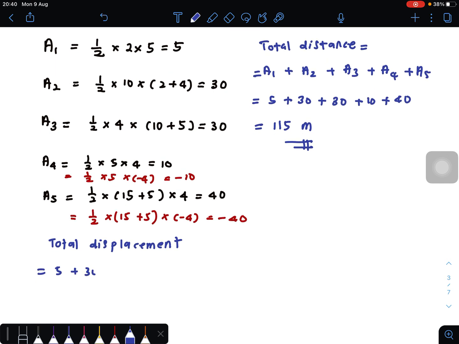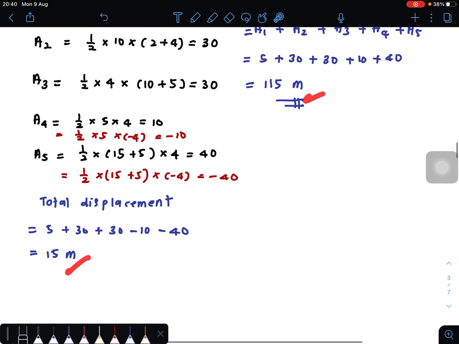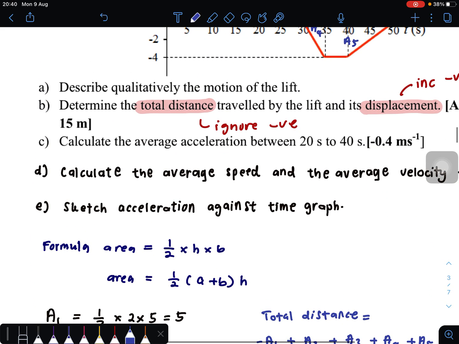5 plus 30 plus 30 minus 10 minus 40, and then equal to 15 meter. Okay, so this is the displacement, and this is the distance. Okay, boleh? Okay, we have another 3 questions actually.